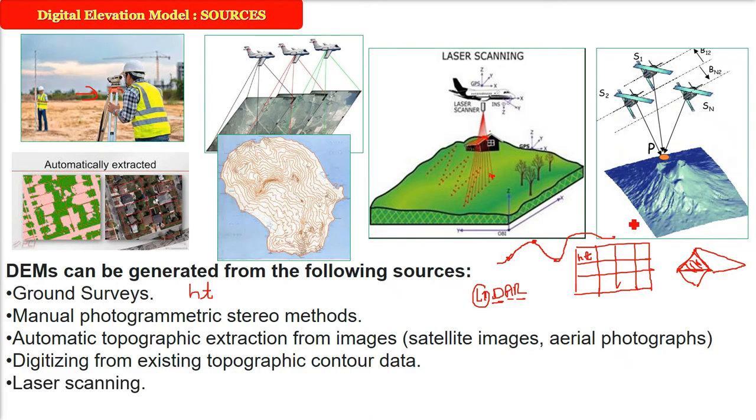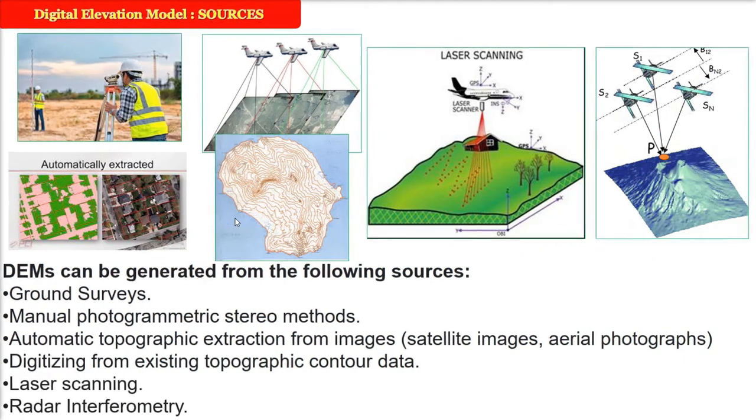Then the final one, which is very important, is radar interferometry. For example, we have SRTM data, that is Shuttle Radar Topography Mission. Here the difference of the phase of different waves will give you the height between two points, and this height can be used to make a DEM.